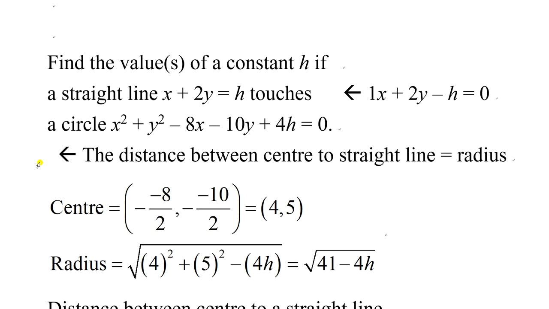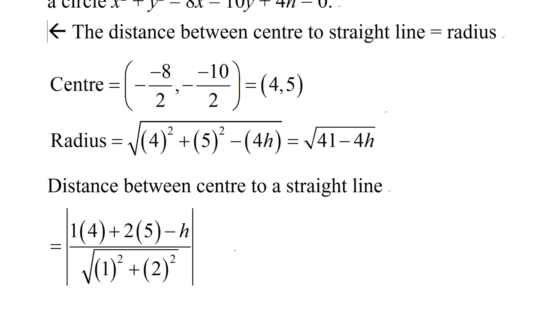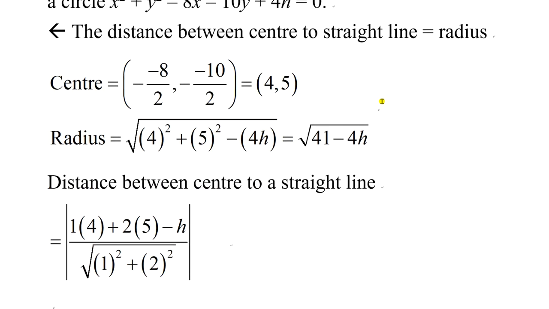So that's a very important concept: if you know from the question that the straight line touched the circle, it means that the distance between the center and the straight line actually equals the radius. Okay, so actually we have the formula to find the distance between a single point and a straight line. And here the distance is talking about the shortest distance or the perpendicular distance. Here's the formula. You substitute the point into the equation of the straight line.